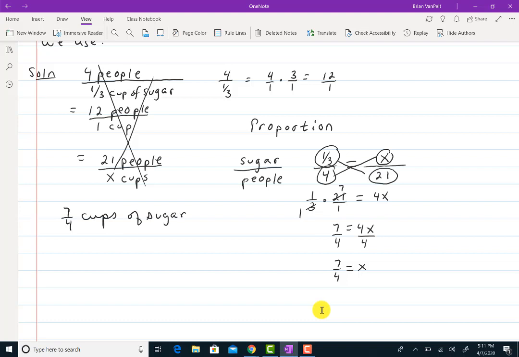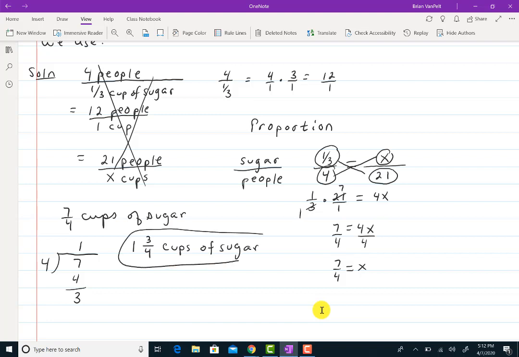Now, I don't know about you, but I have never read a recipe that said to use 7/4 cup of sugar. Instead, they'll usually give a mixed number. So for that purpose, I will divide 4 into 7 without going into decimals. 4 goes into 7 once with a remainder of 3. So we really have 1 and 3/4 cups of sugar. This is what you're going to be needing for the recipe. So that was an example, a classical example involving recipes.